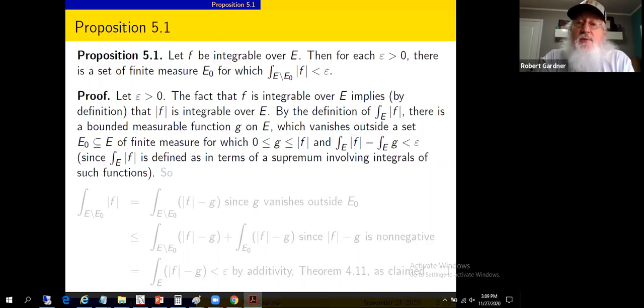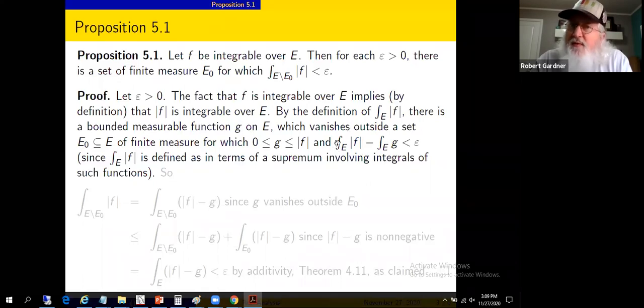So the finite support part gives us this set E sub 0 of finite measure when we look at a particular function g. We want a function g such that the integral over E of the absolute value of f minus the integral over E of g is less than epsilon. Remember, we define these symbols, the integral over E of the non-negative function absolute value of f, we define that integral to be a supremum over all such g.